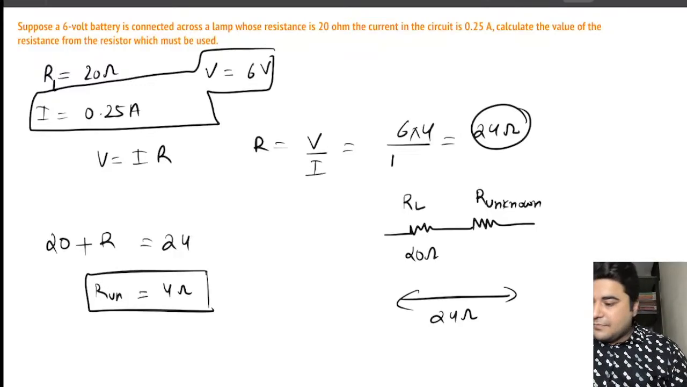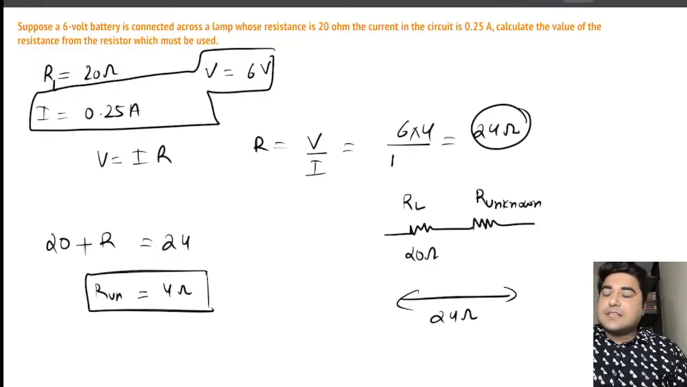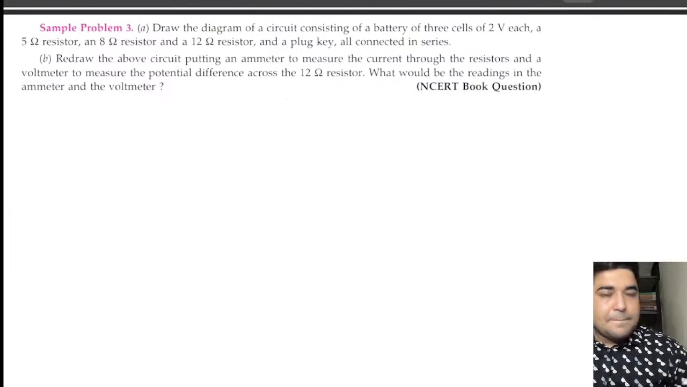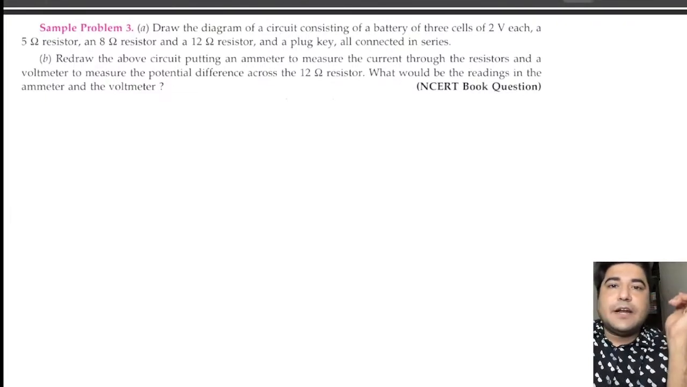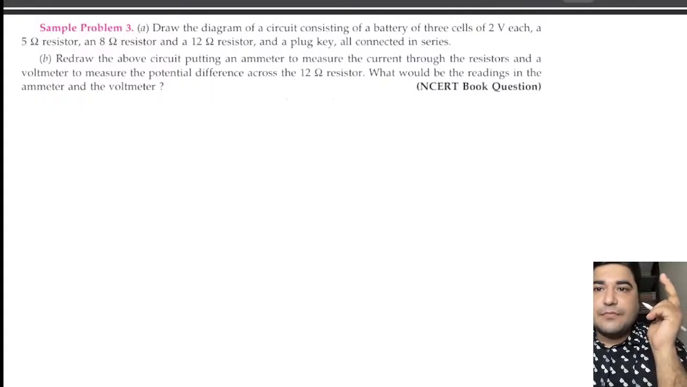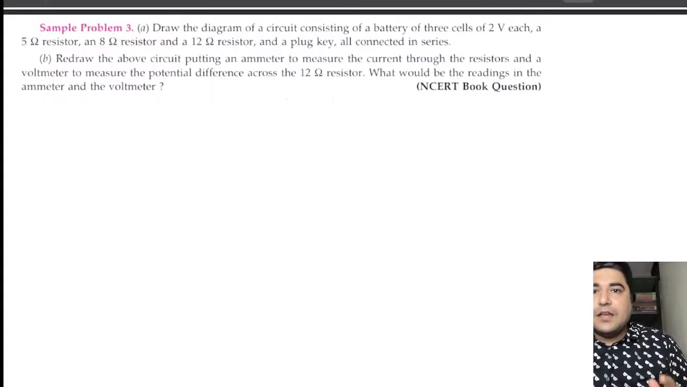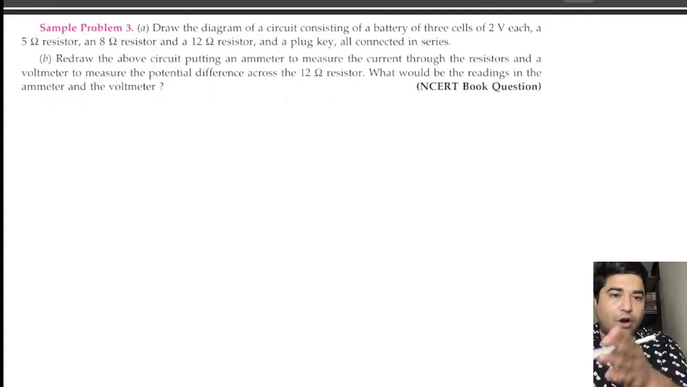Understood? This question is generally not asked directly. This is an indirect question. So now moving to the next question, which is from your NCERT book. We have to draw a circuit diagram which consists of 3 cells of 2 volt each. Resistors are given and other aspects are also given. So this is the first part. Now again we have to redraw this circuit with the help of ammeter and voltmeter according to the question. So please kindly proceed with the question.